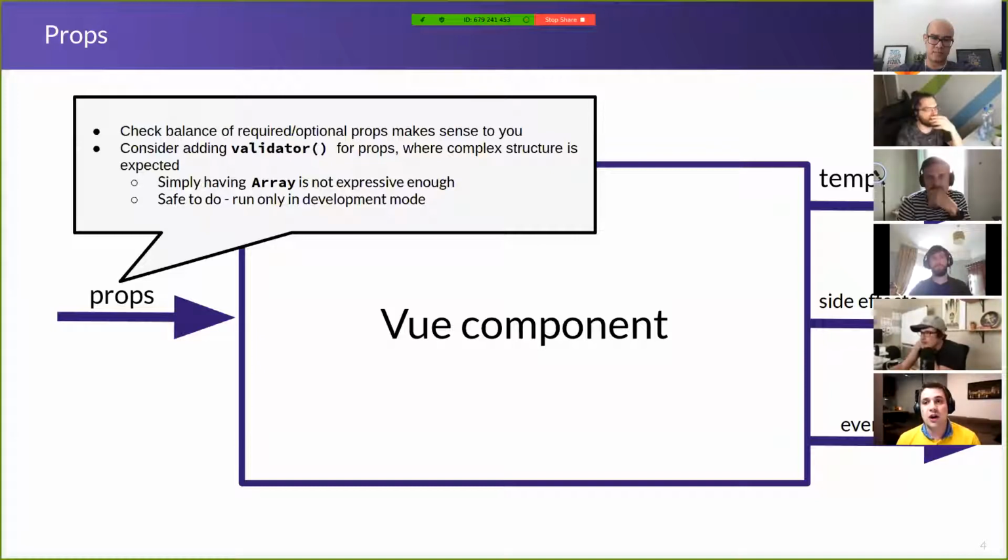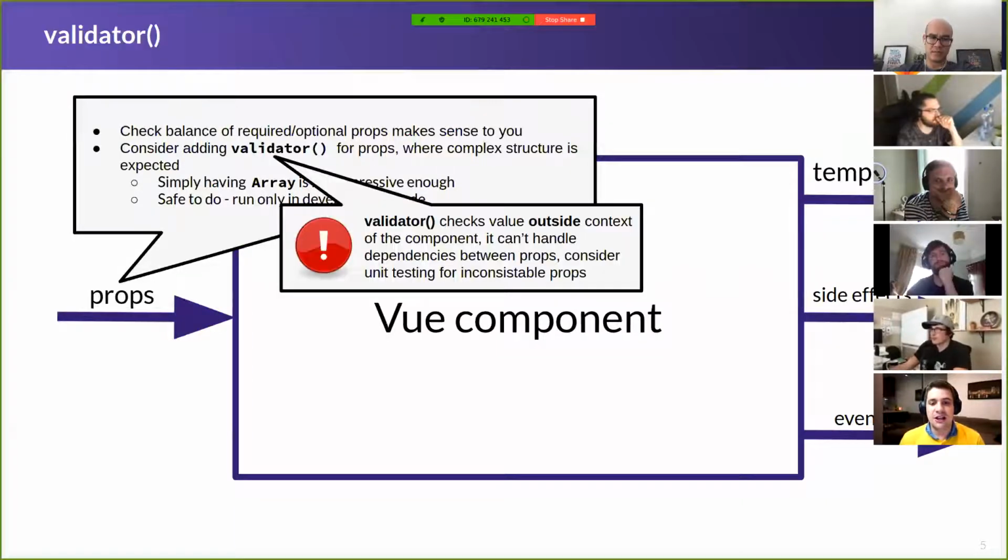It is safe to write complex validators, even if they're hard to execute in terms of computational power, because they run only in development mode, and it's great to have safety in development mode, which does not affect the production one.